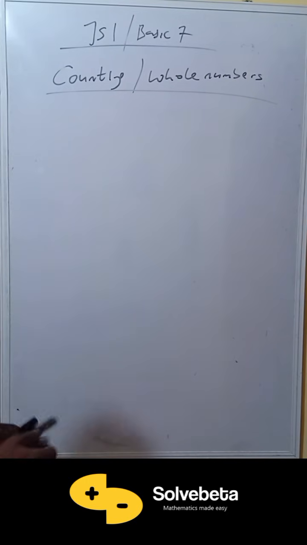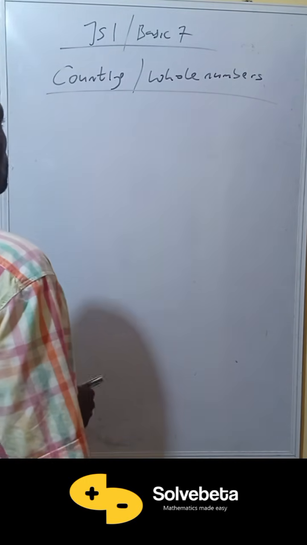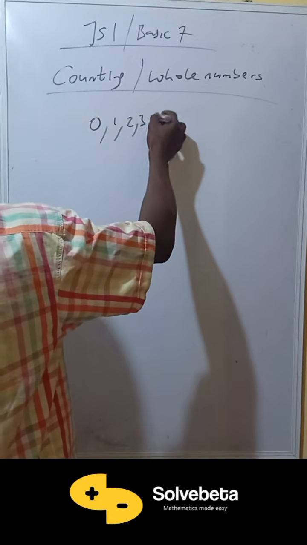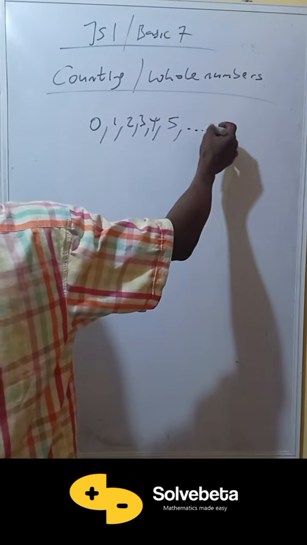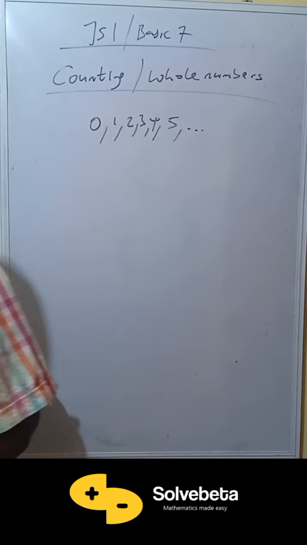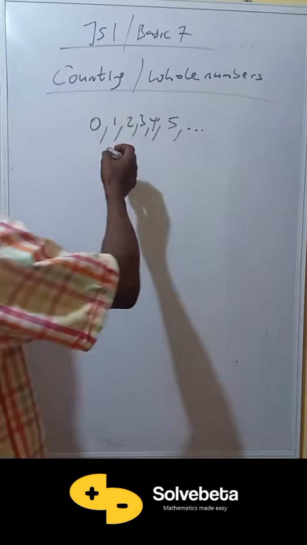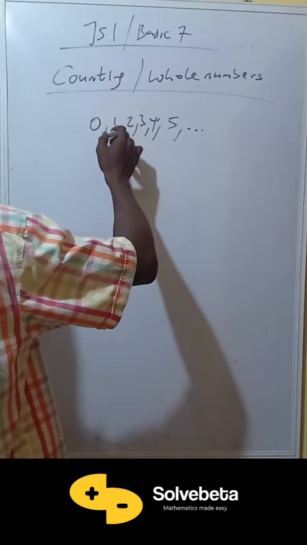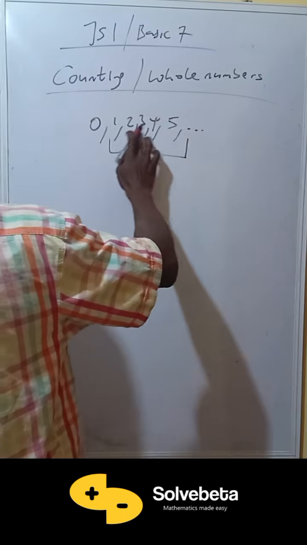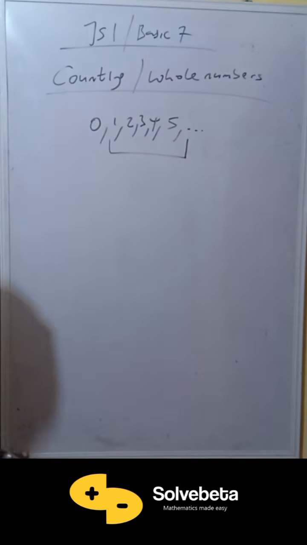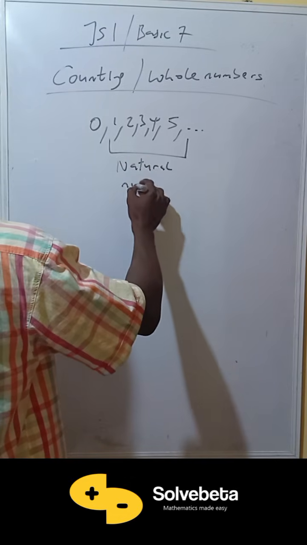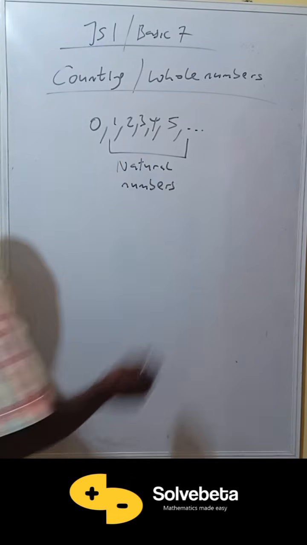And don't forget, we said that whole numbers are counting numbers. Examples of whole numbers are 0, 1, 2, 3, 4, 5, down to infinity, down to the last number known. Then I believe I said that 1, 2, 3, 4, 5, 6, although they are whole numbers, are specially called natural numbers.